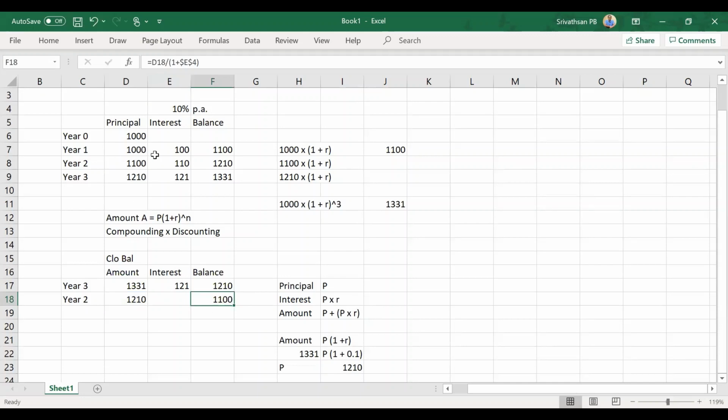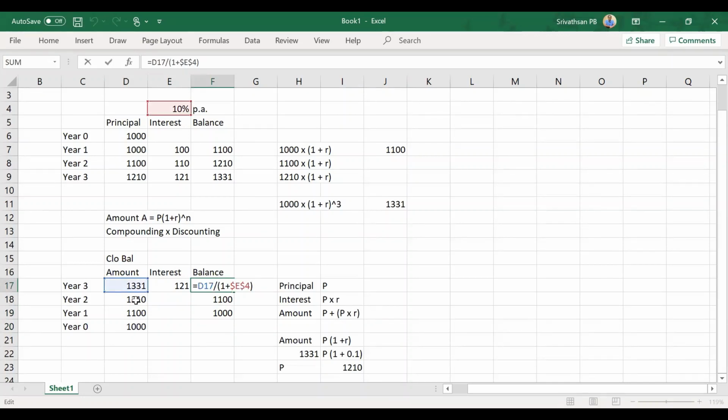So moving forward, on the opening balance we multiplied by 1 plus interest rate to get the closing balance. So from the closing balance, if you divide by 1 plus interest rate, you get the opening balance. So similarly, in year 1, $1,000 is the opening balance, or this is our year 0. That's it. So what have we done here?